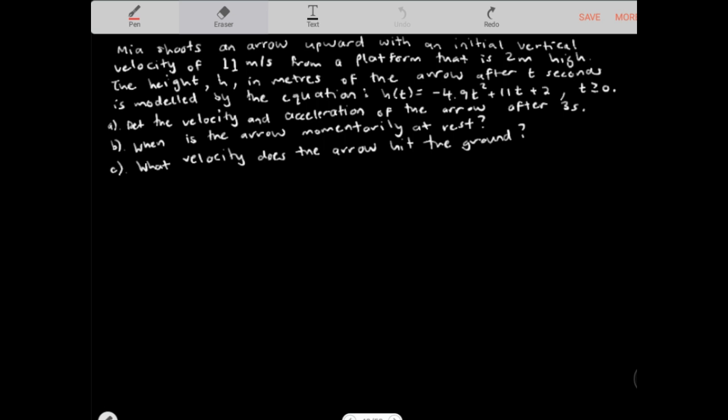Alright, let's take a look at another application question. So here, Mia shoots an arrow upward with an initial vertical velocity of 11 meters per second from a platform that is 2 meters high.